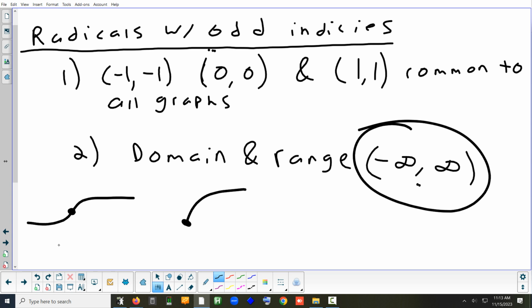Yes? So for the number 1 and the common to all graphs, those points are only when it's not translated. Correct. Yes. If you translate these left, right, up, and down, you'll still have 3 points in common, but they might all be different.